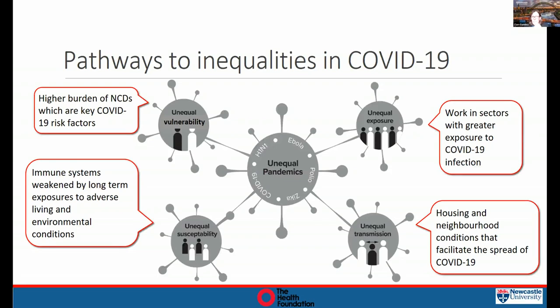The fourth pathway is around unequal vulnerability, again reflecting on what happens if you become infected with COVID-19. And here we draw in the issue around the higher burden of chronic conditions, for example, around COPD, which is much higher amongst more deprived and lower income groups. And there's of course a big clinical risk factor for an adverse outcome from infection.